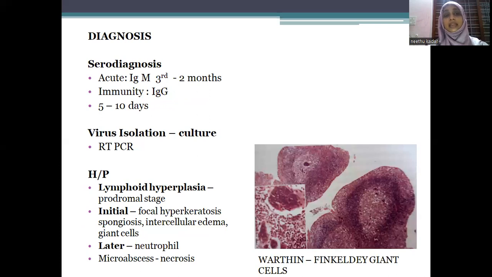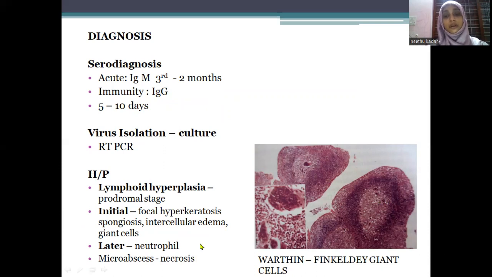Serodiagnosis can be done in the acute stage of disease. IgM is tested in the acute stage, and IgG indicates immunity. Virus isolation and culture can be done, and the confirmatory diagnosis is RT-PCR. The histopathological finding is lymphoid hypoplasia in the prodromal stage, and giant cells are common here, with multinucleated giant cells specifically known as Warthin-Finkeldey giant cells.